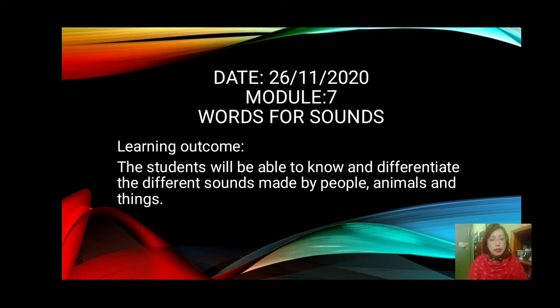Under module number 7, there are a few words for dictation and certain other topics given. For today, I will read out the words for dictation. Please write them down, and we will also see the topic words for sounds. Before moving ahead with the topic words for sounds, there are a few words to be dictated. I will dictate the words. Each word I will dictate twice, so listen to me carefully and write down those words. It's on page number 12 of your English workbook. Page number 12 of your English workbook.